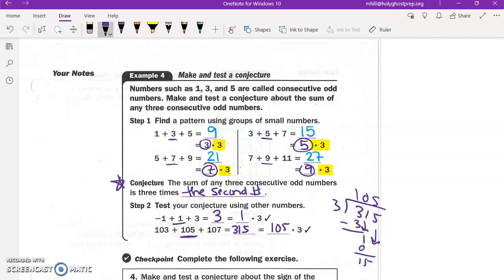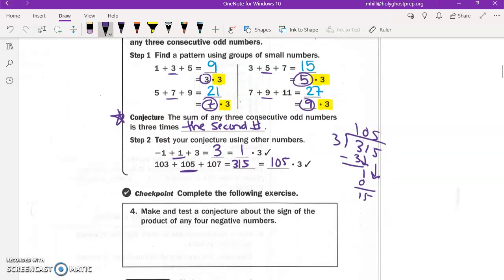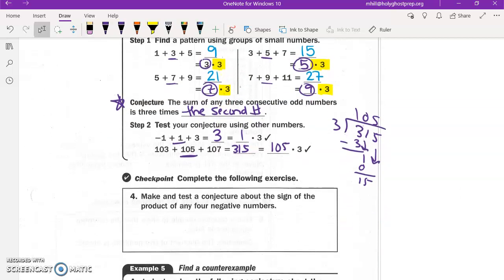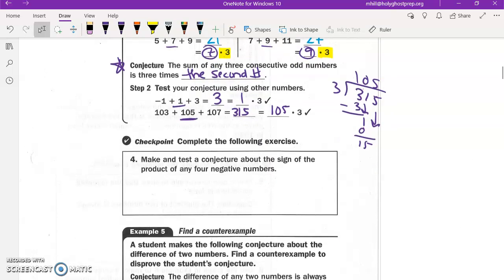The conjecture would be this right here. The sum of any 3 consecutive odd numbers is 3 times the middle one, the second one. All right, checkpoint here. Make and test a conjecture about the sign of the product of any 4 negative numbers. What it means is you are going to take 4 negative numbers and multiply them all together, and you want to know, is the answer positive or negative?